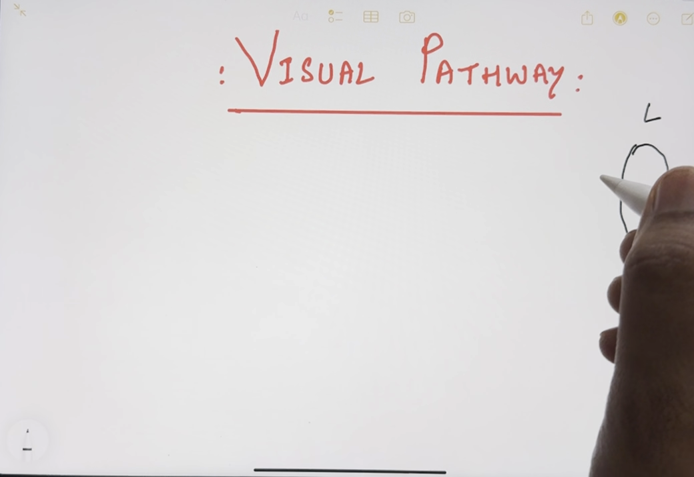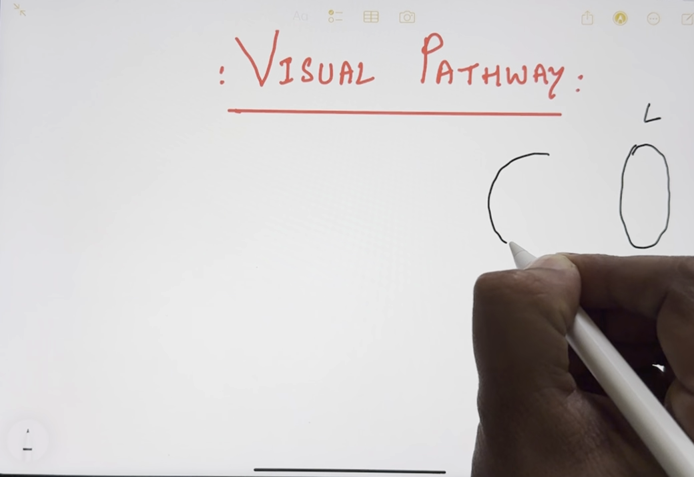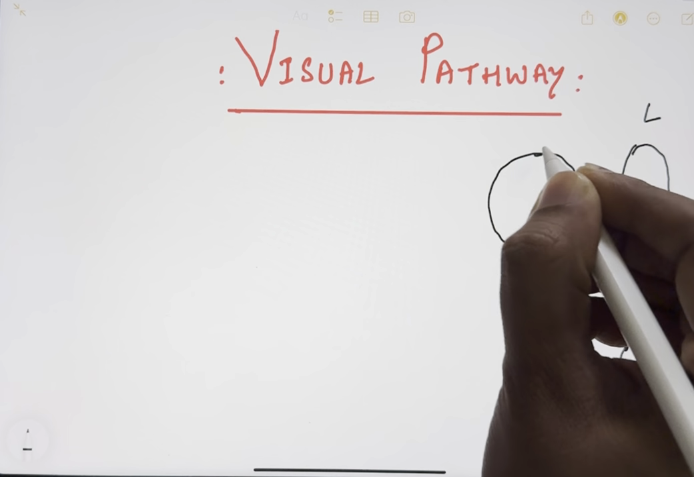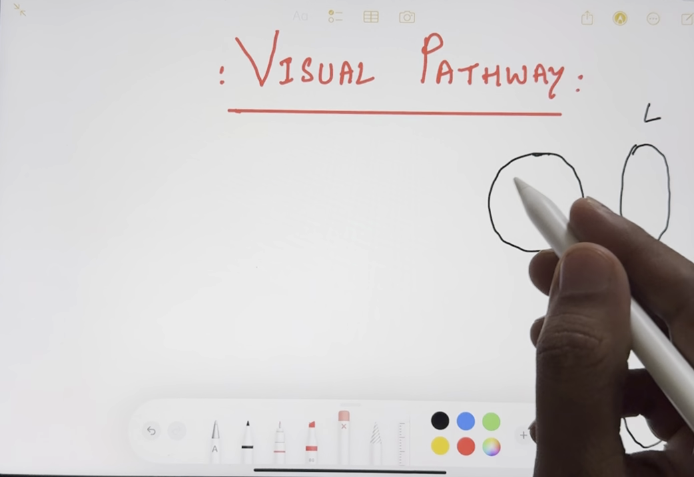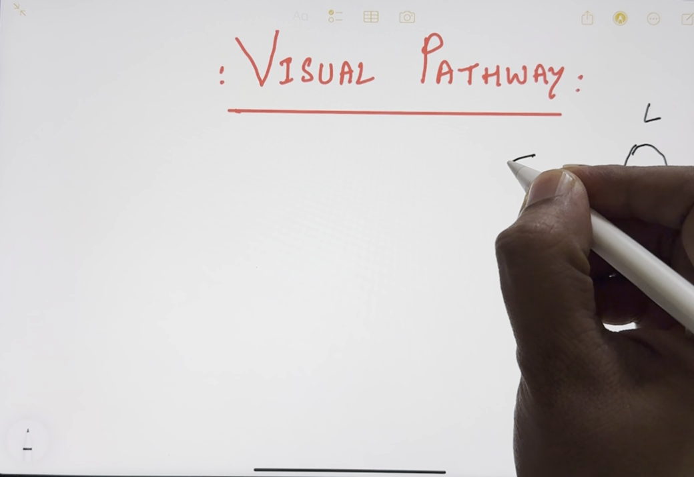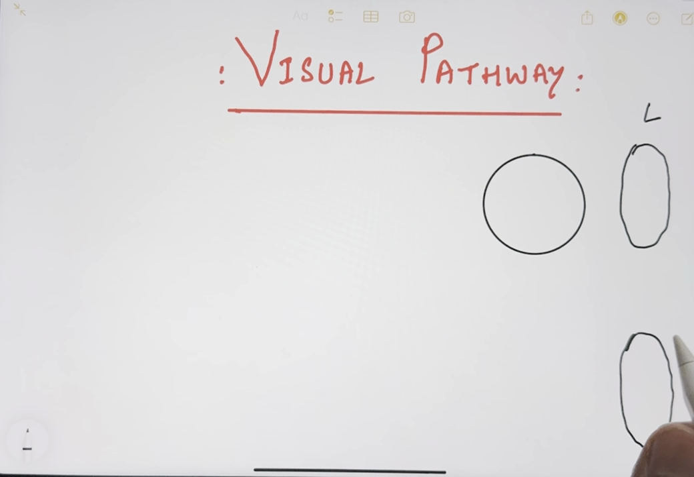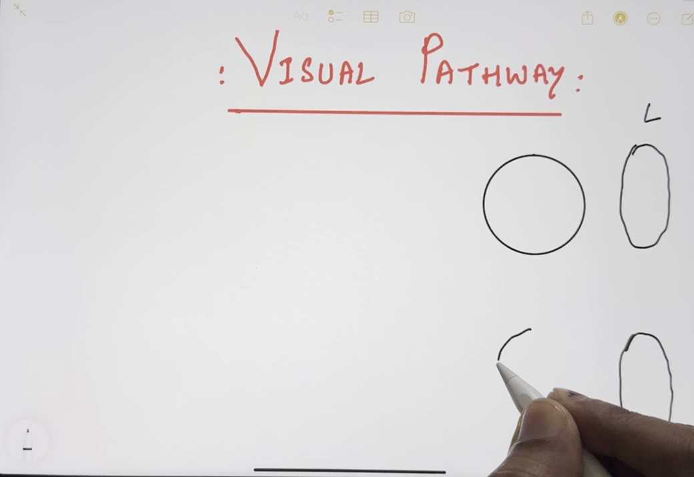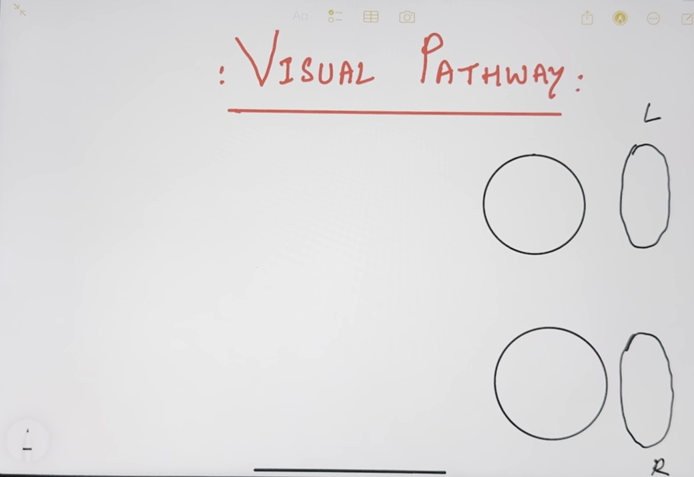Now, I will draw the left eyeball and the right eyeball, a rough line diagram. Let me draw it neatly once again, left and right eyeball. Try to draw a circle. This is the left eyeball, similarly one more here. So, this is the right eyeball.